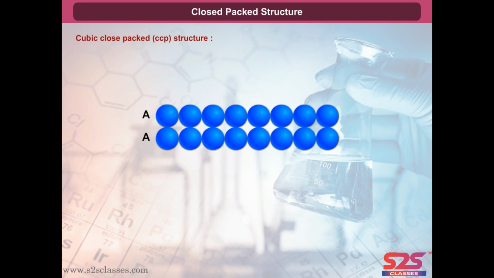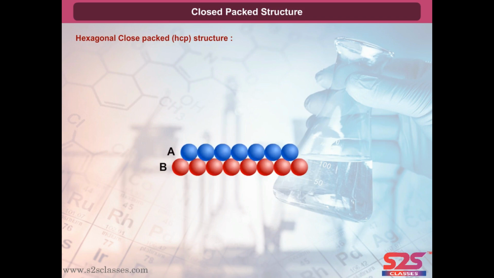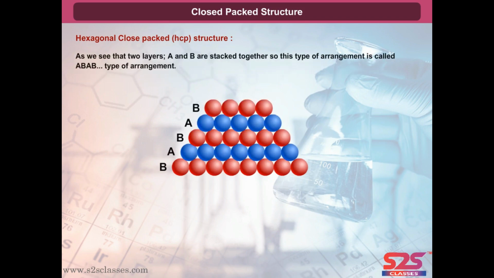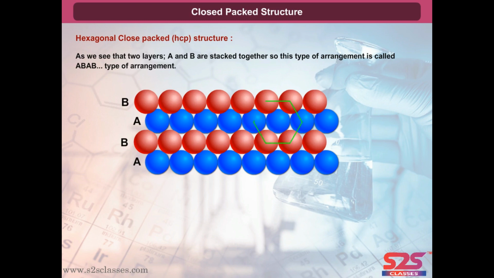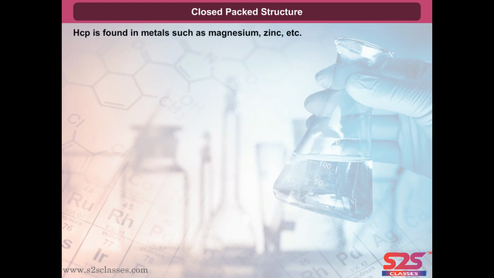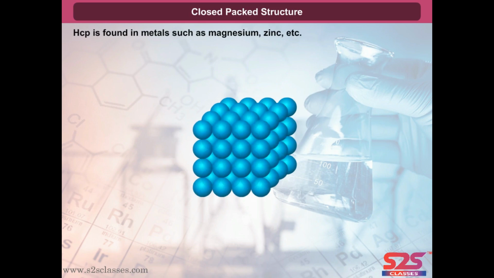Cubic close packed structure. As we can see that only one layer, A, is repeated, so this type of arrangement is called AAAA type of arrangement. CCP is found in metals like copper, silver, etc. Hexagonal close packed structure. As we can see that 2 layers, A and B, are stacked together. So this type of arrangement is called ABAB type of arrangement. HCP is found in metals such as magnesium, zinc, etc.